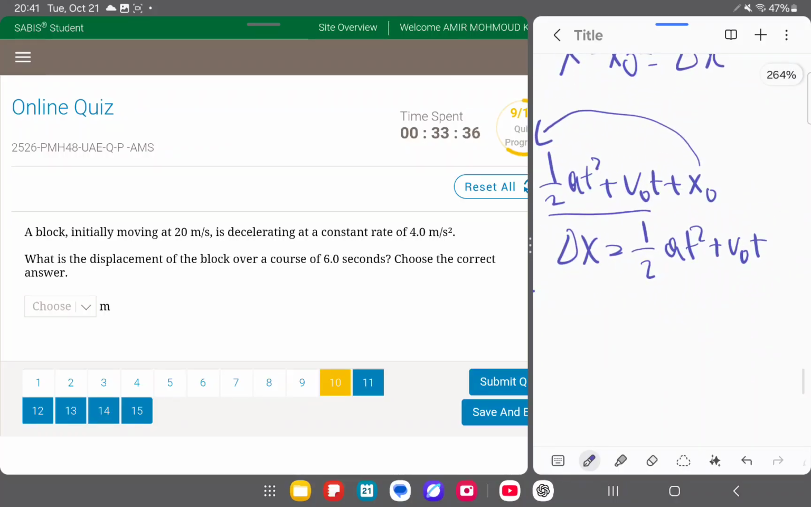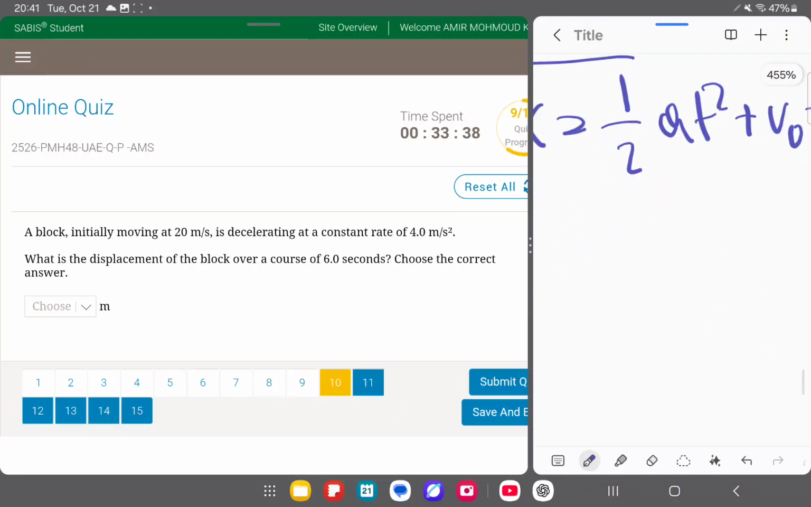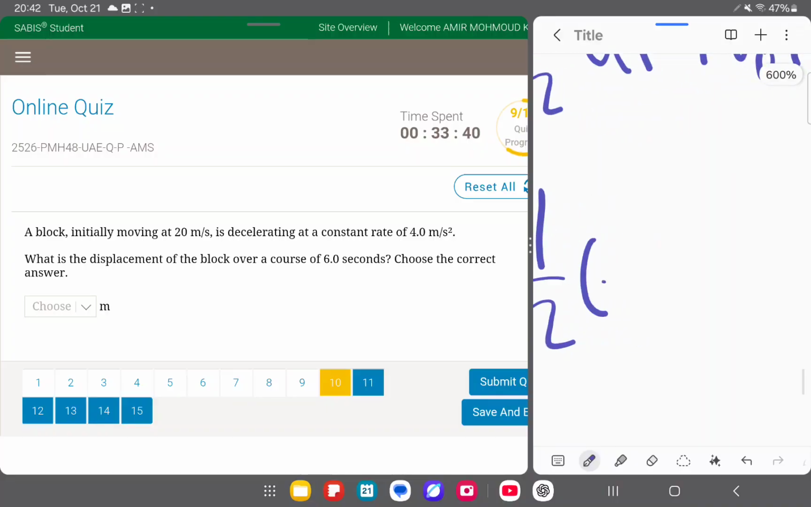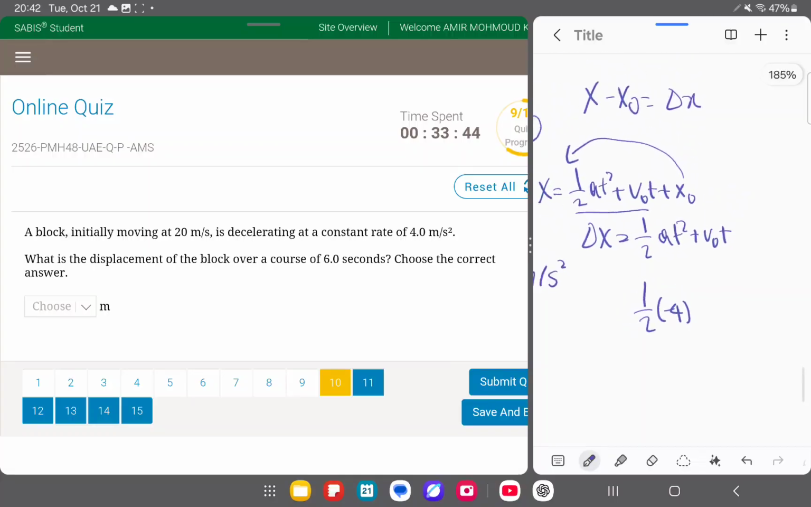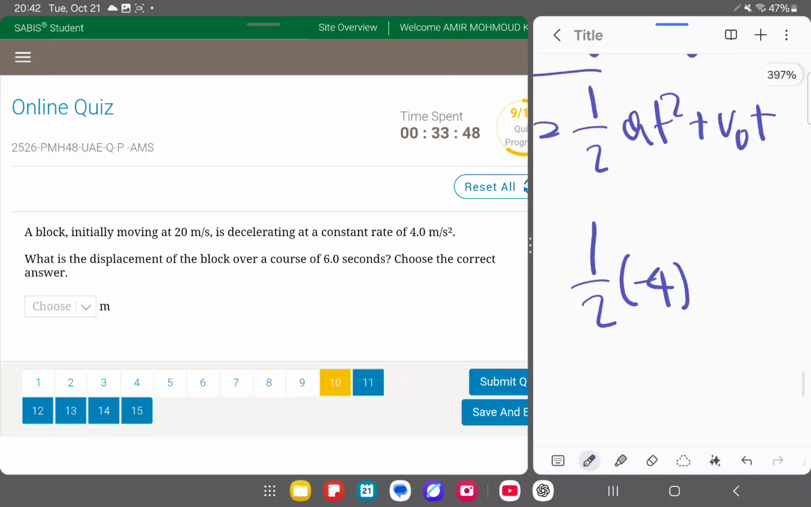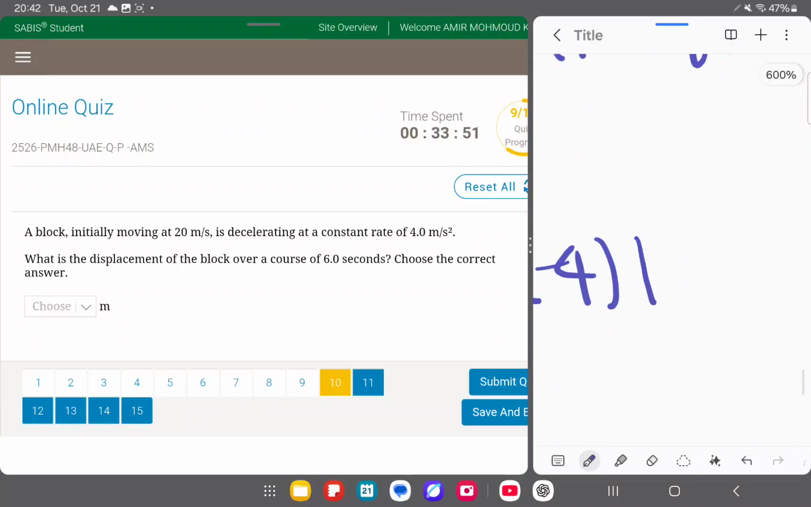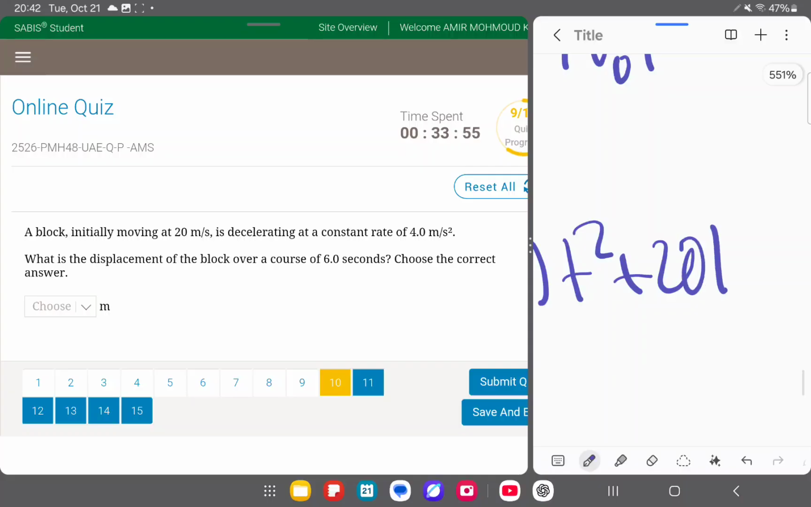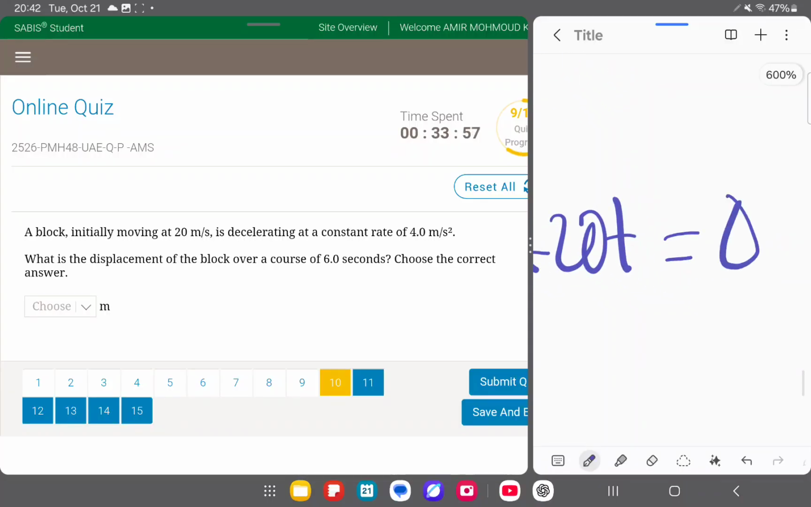Now for half at squared, we have a, which is minus 4, not 4. It's decelerating, so it's minus 4. So we have minus 4, and then we have t squared. We'll keep it t squared for now. And we have v0, which is 20, so plus 20t is equal to delta x.